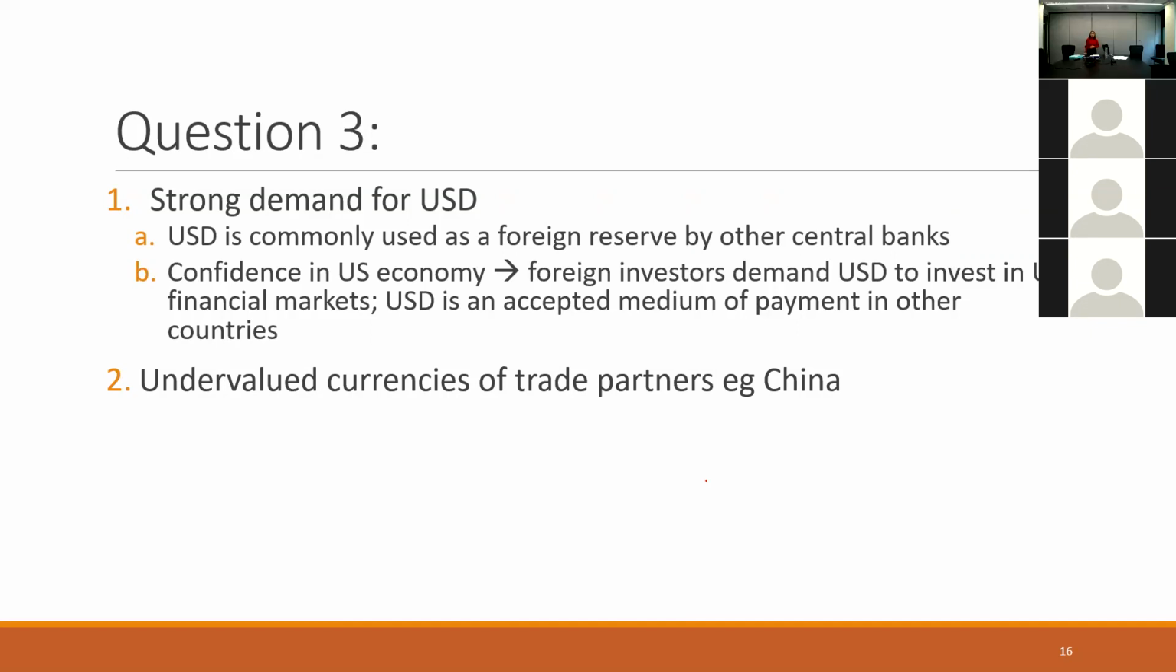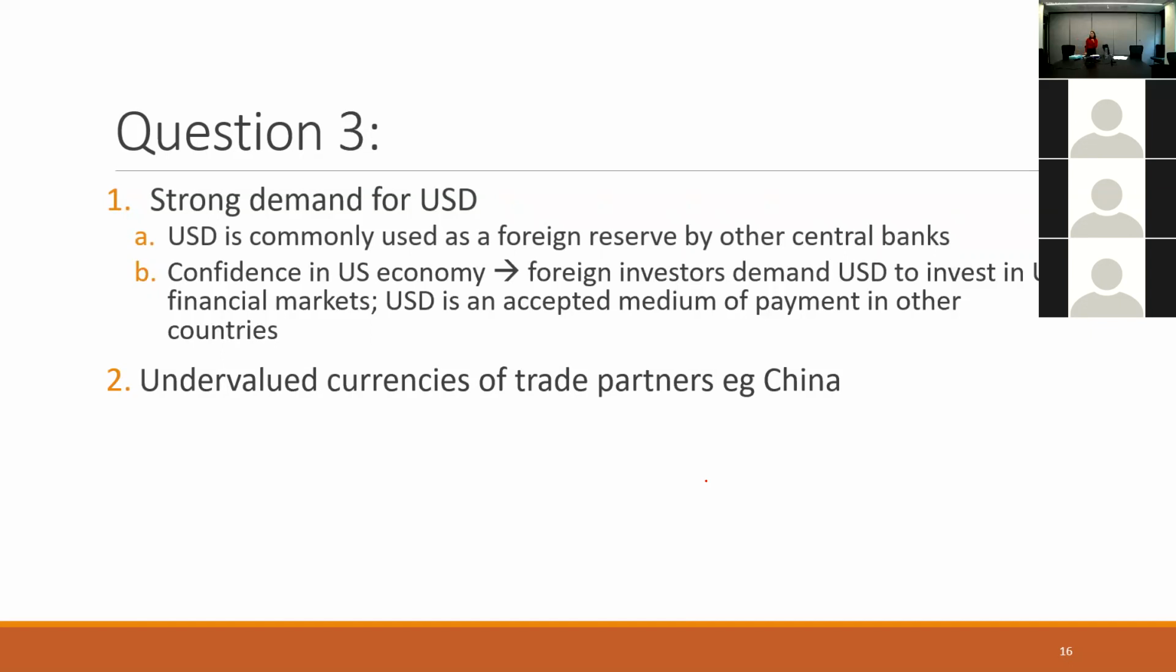The second reason is that their main trade partners like China or Japan have undervalued their currencies. So they have kept their currency values quite low relative to the USD, right? So why is that the case? Why do we think countries want to keep their currency values low?